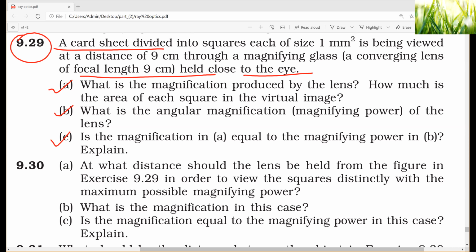A card sheet divided into squares each of size 1 millimeter square is being viewed at a distance of 9 centimeter through a magnifying glass held close to the eye. First question: what is the magnification produced by the lens? Second one, what is the angular magnification of the lens? Third one, is magnification equal to the magnifying power? Explain, they have asked. So let us solve 9.29.